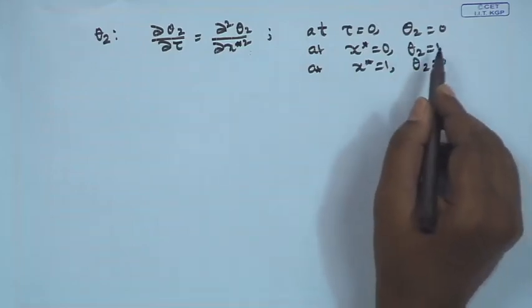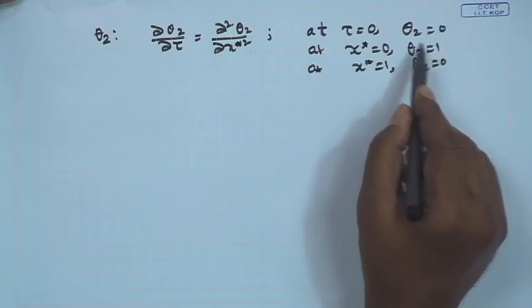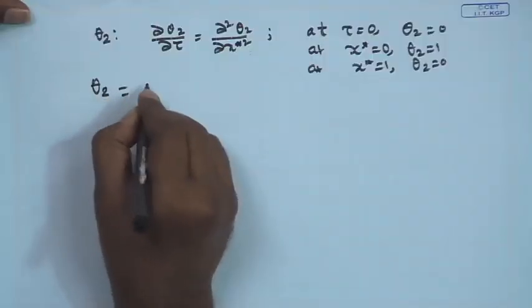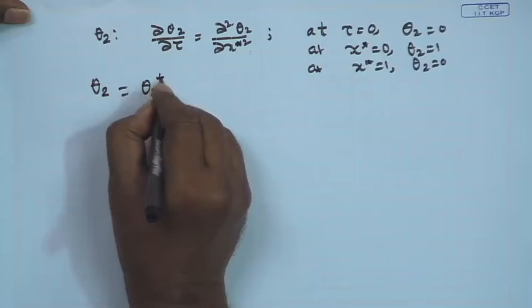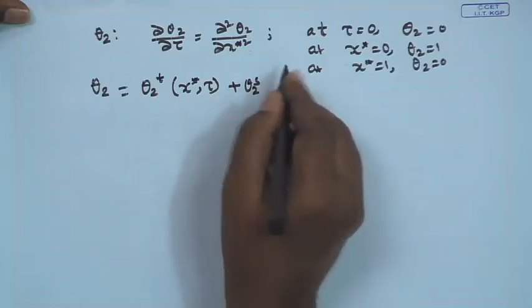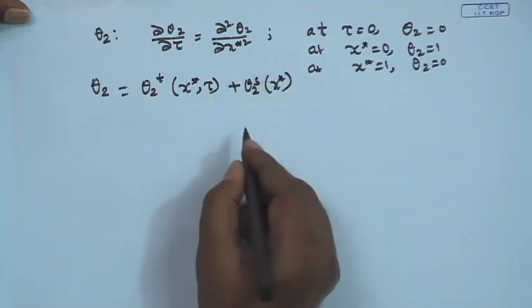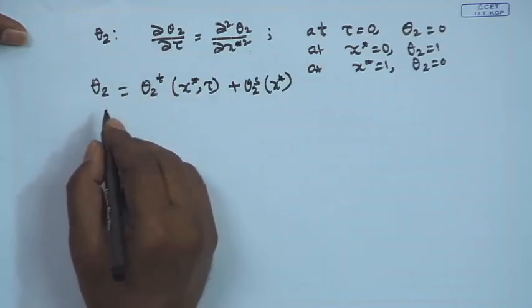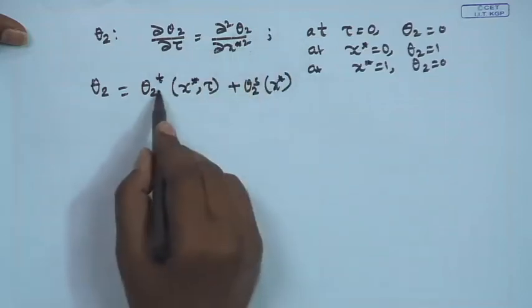Since there is one non-homogeneity at the boundary condition and the initial condition is homogeneous, as we have discussed earlier, we will be breaking down this problem into two sub problems once again. One part in this case will be a steady state, time independent part, and another part will be the transient part. So, these will be divided into two parts: theta 2 t, which will be a function of x star and tau both, plus theta 2 s, which will be a function of x star only. So, this will be a mother problem for these two sub problems.